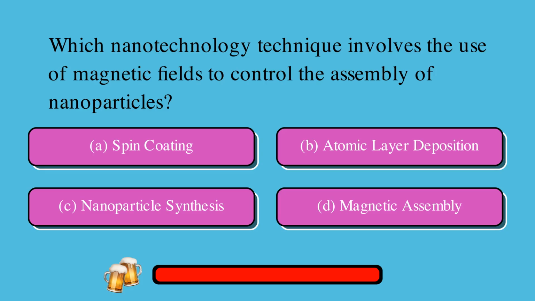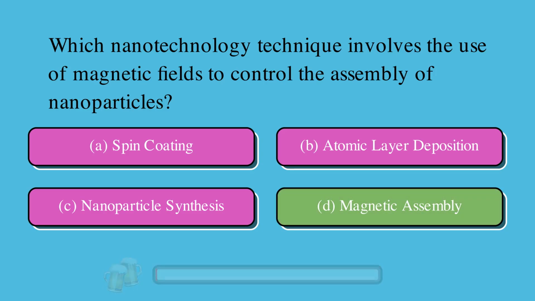Which nanotechnology technique involves the use of magnetic fields to control the assembly of nanoparticles? A. Spin coating, or B. Atomic layer deposition, or C. Nanoparticle synthesis, or D. Magnetic assembly? The correct answer is D. Magnetic assembly.